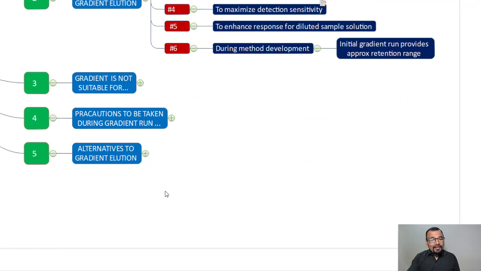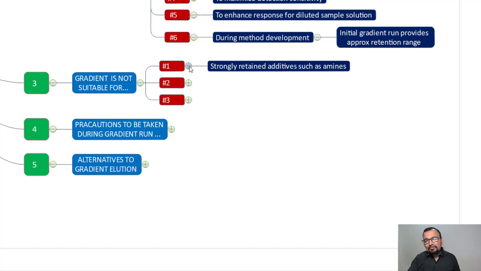So the third point is, we talked about the good part of the gradient. Now let us understand in what situations the gradient run may not be suitable. Here are some points that you must think about before choosing gradient elution as your preferred elution mode. The first is strongly retained additives such as amines. If your mobile phase contains strongly retained additives such as amines, probably you will not be able to use gradient that effectively. You may not be able to get reproducible results.